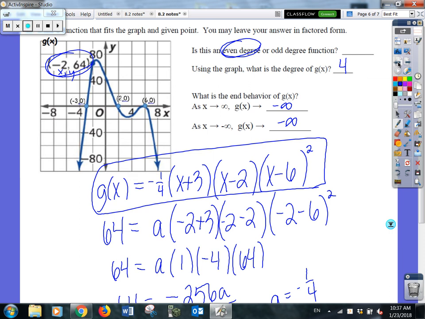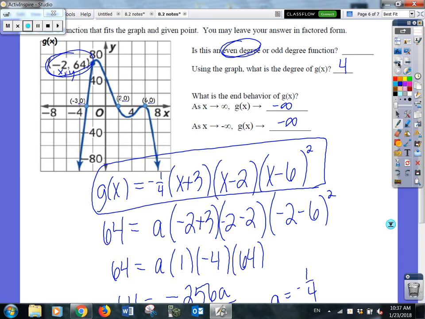And when you have something like this, we are going to tell you, you may leave your answer in factored form, or we might not even tell you, but if it doesn't say to write it in a certain way, again, my suggestion would be leave in factored form.